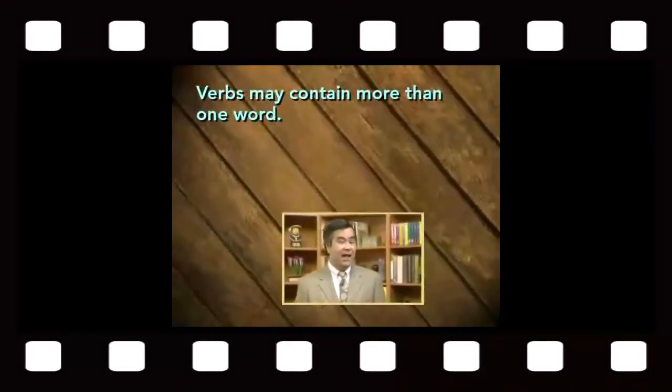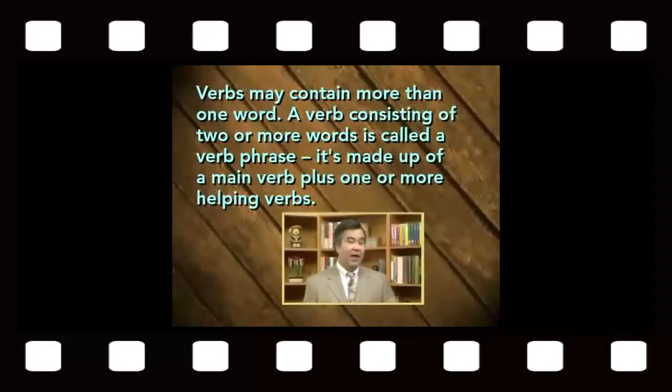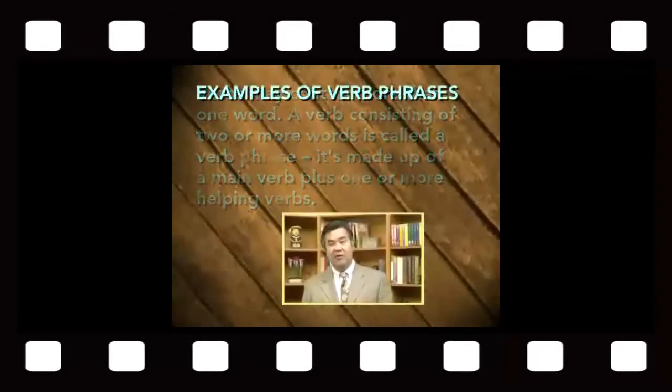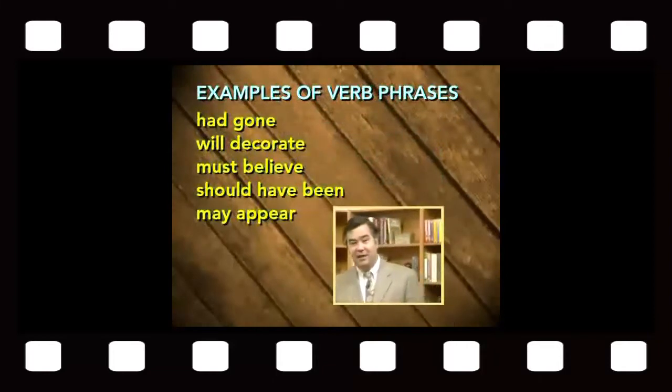Notice one other thing about verbs. Verbs may contain more than one word. When a verb consists of two or more words, it's called a verb phrase, and it's made up of a main verb and one or more helping verbs. Here are a few examples of verb phrases: had gone, will decorate, must believe, should have been, and may appear.